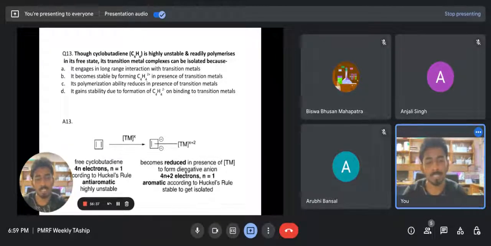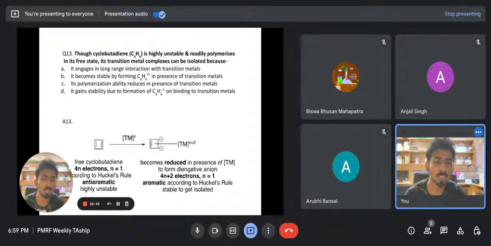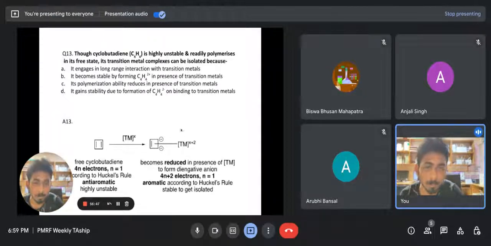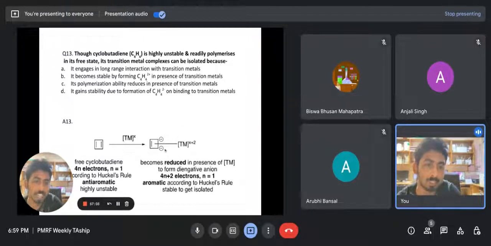So now the 6 electrons, according to Huckel's rule, fit 4n plus 2, where n is equal to 1. So 4n plus 2 is 4 into 1 plus 2, so 6. So 6 electrons are present in this complex. So from anti-aromaticity, it now has aromatic character. Aromatic molecules are quite stable in organic chemistry. So that's why this complex can be isolated now.